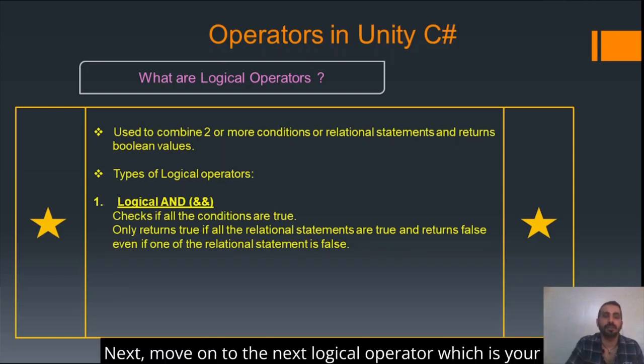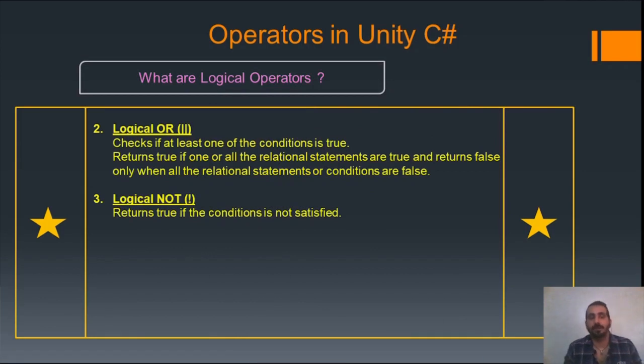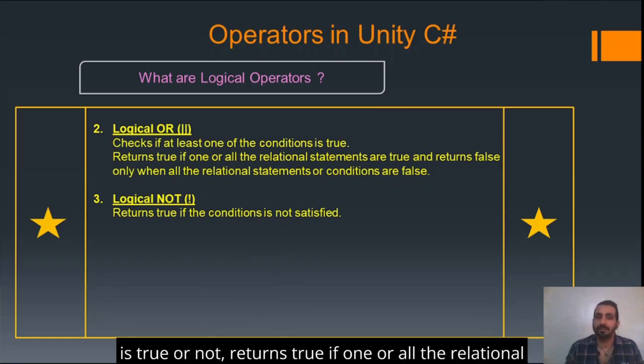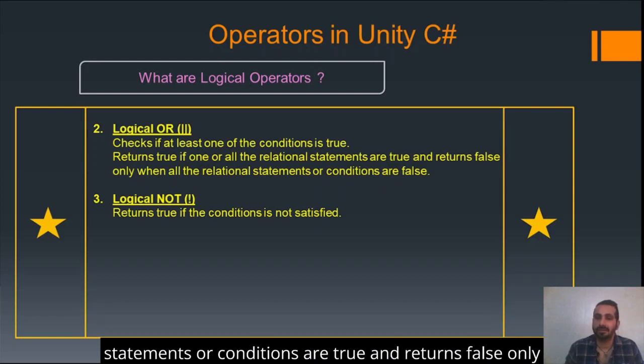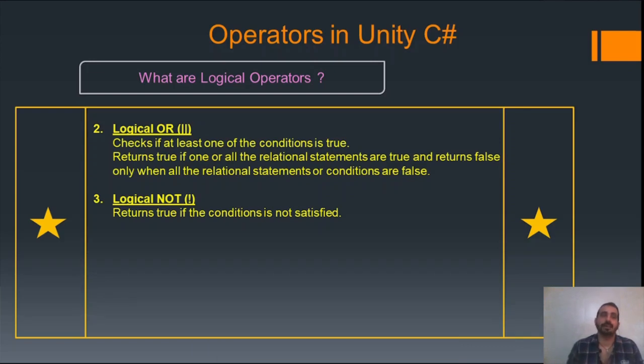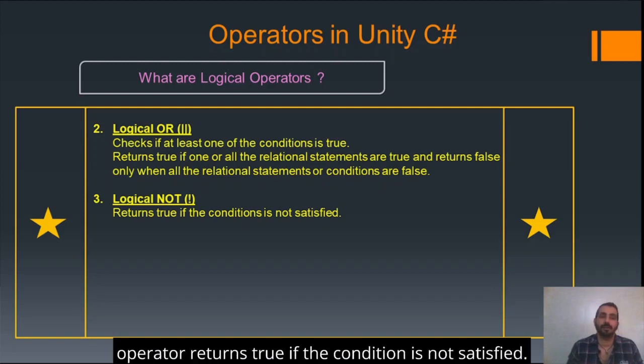Next, move on to the next logical operator, which is your logical OR operator. The logical OR operator checks if at least one of the conditions is true or not. It returns true if one or all the relational statements or conditions are true, and returns false only when all the conditions are false. Then lastly, we have the logical NOT operator. The logical NOT operator returns true if the condition is not satisfied.